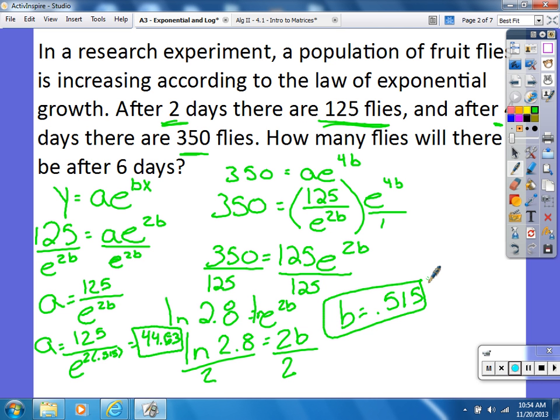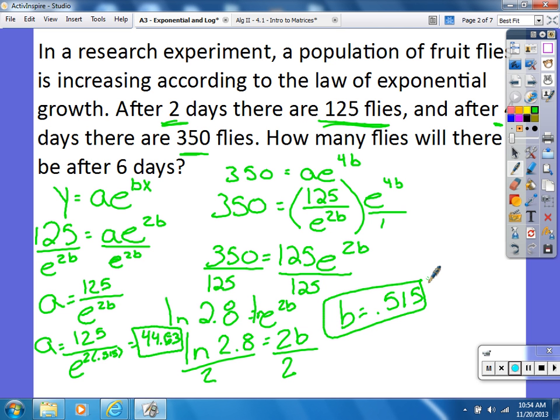So what's my starting amount? How many flies did I originally start with? Approximately 45, either 44 or 45. And I'm actually increasing by 51% every day, right? Quite a few flies. And actually, if you've ever had fruit flies, you'll see like 1 or 2, and then all of a sudden you see like 50.